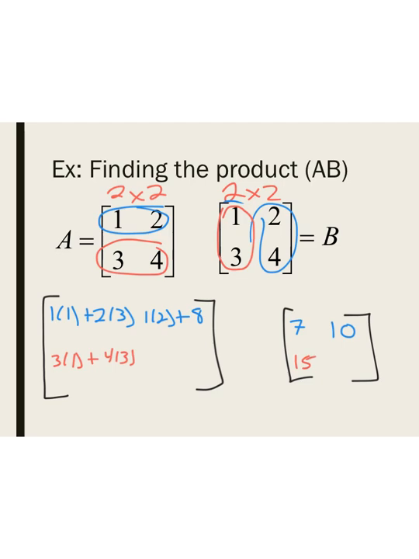And then we're going to attempt to do the same thing, but instead of multiplying by the first column, we're going to go ahead and multiply by my second column. So I'm going to take 3 times 2, which is going to be 6. And I'm going to add to that 4 times 4, so I'm going to add to that 16. And I'm getting 22. And so my final answer is the matrix 7, 10, 15, and 22.